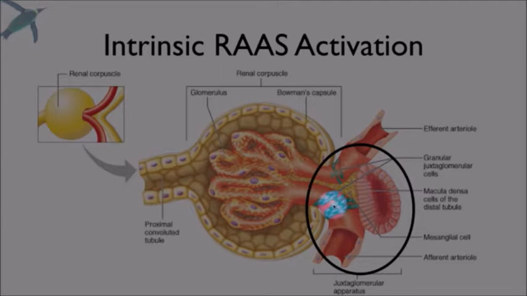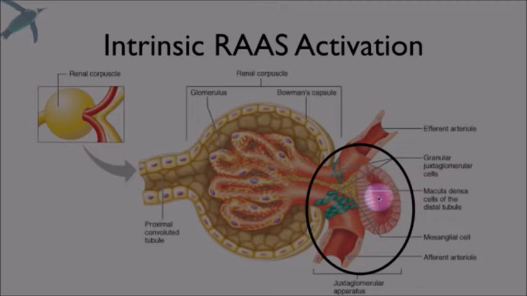And you want to notice these little green guys here. These are granular juxtaglomerular cells, or just granular cells, and they're going to produce the enzyme renin. And it's important to notice how close together all of these structures are. In particular, the distal convoluted tubule is very close to the afferent arteriole. And there are some specialized cells right here called the macula densa that are going to be really important.